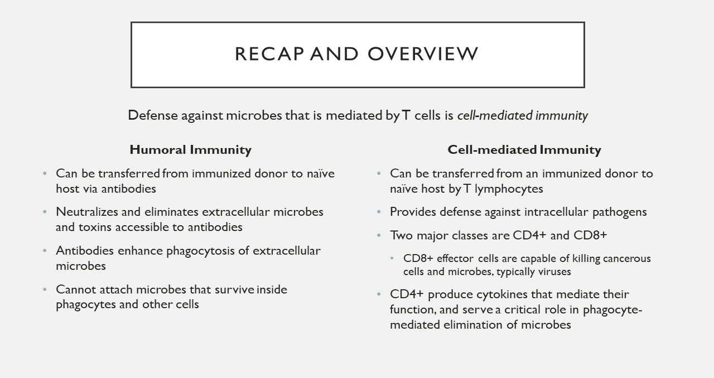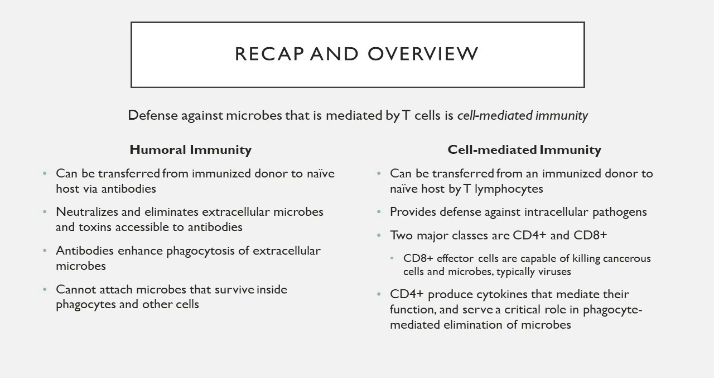In chapter 1, when we talked about adoptive immunity, not to confuse that with adaptive immunity, adoptive immunity can be transferred from an immunized donor to a naive host via antibodies and humoral immunity. That's when we think of serum treatments that have just antibodies. You can transfer that to a naive host and impart humoral adoptive immunity. In order to do that with cell-mediated immunity, you need to transfer T lymphocytes directly from an immunized donor to a naive host.